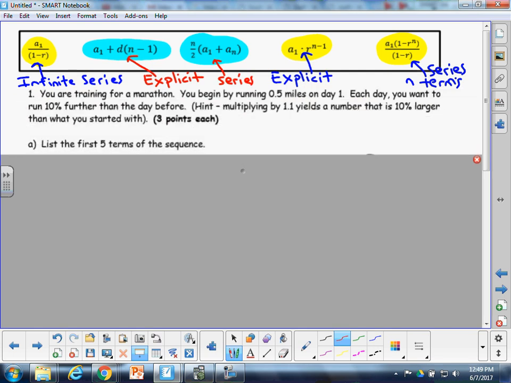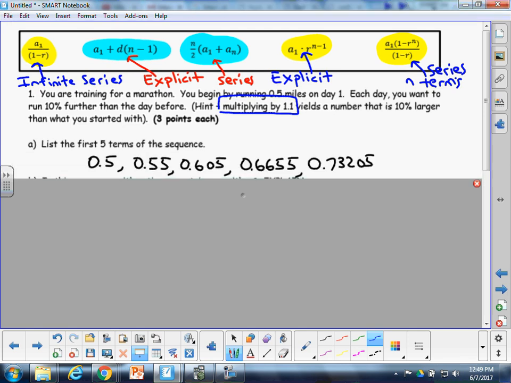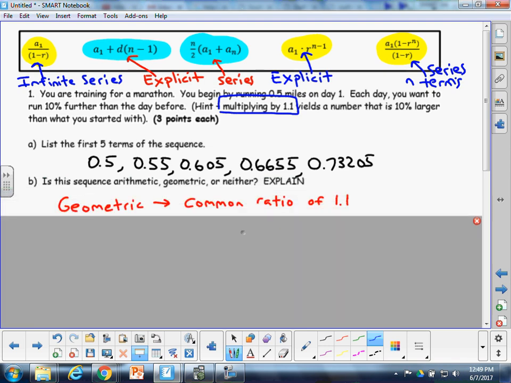So here's our first situation. Let's say we are training for a marathon. We're going to run 0.5 miles on day one, and then we want to add 10%. Be careful: even though we're adding 10%, it's really a multiplication problem, because to add 10% you would multiply by 1.1. So that's going to turn out to be the common ratio, or the R value here. So the sequence, of course, we would start with 0.5. That's day one. And then if you multiply that by 1.1, you see it adds 10%. Continuing that out, there are the first 5 terms. This one is geometric because of that pattern. The pattern involves multiplication, so it has that common ratio of 1.1.